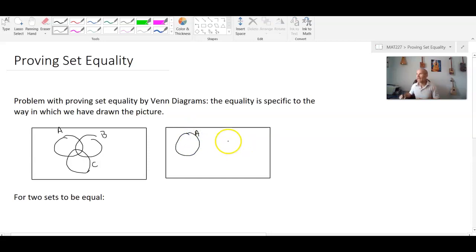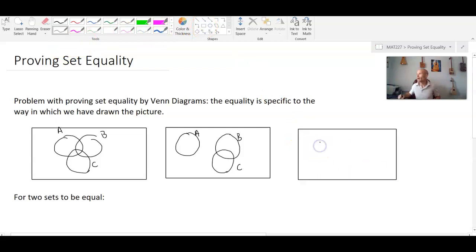Let's suppose that A is here, B is here, and then maybe B and C intersect, but A has no intersection in common between them. And you can imagine that there's lots of other ways in which we could draw this picture as well. We could have A, B, and C as being what we call disjoint, or we would say mutually disjoint sets.